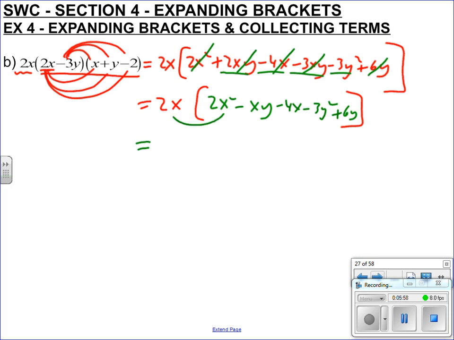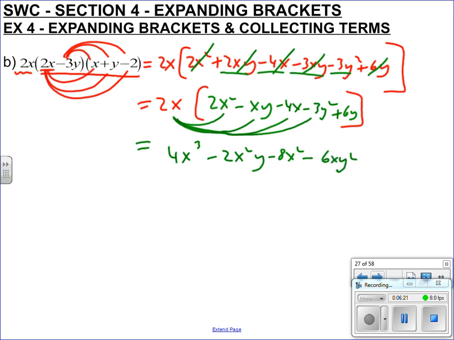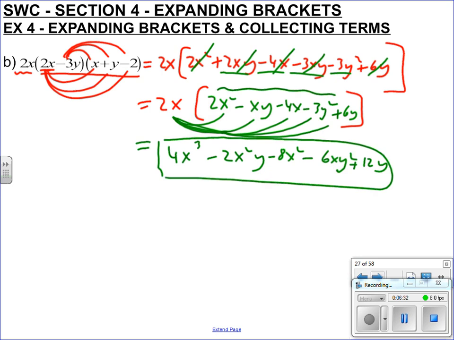So 2x times 2x squared, 2 times 2 is 4, so that's 4x cubed. Minus 2x times xy is minus 2x squared y. Be careful of that. Minus 4x times 2x is minus 8x squared. Minus 2x times minus 3y squared is minus 6xy squared. And 2x times 6y is going to be 12xy. Because we simplified everything in that big bracket, we did all the hard work already. So none of these terms can be simplified any further. Okay, end of video.